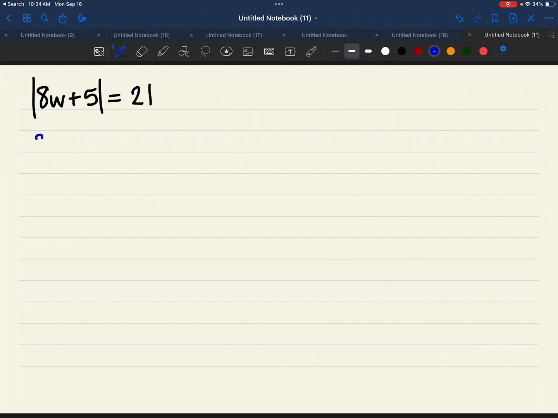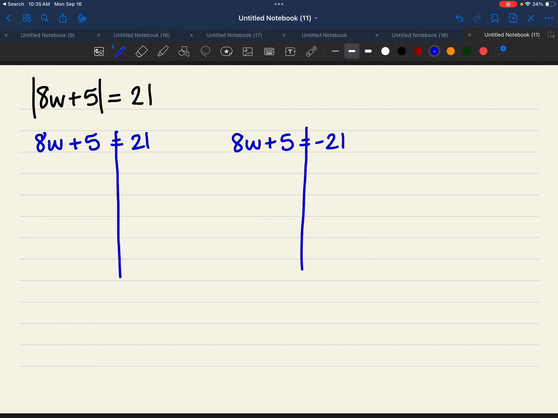Every time, before I start, I'm going to write two separate equations. Who can tell me what my two different equations will be? Callan? 8w + 5 equals positive 21. Good. I write it exactly like I see it, dropping the absolute value. What's going to be my second one? 8w + 5 equals negative 21. All I do is change my answer to its negative.